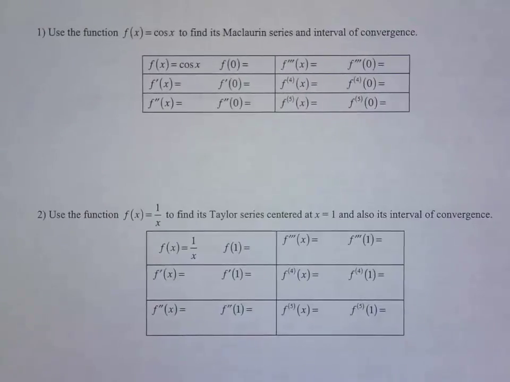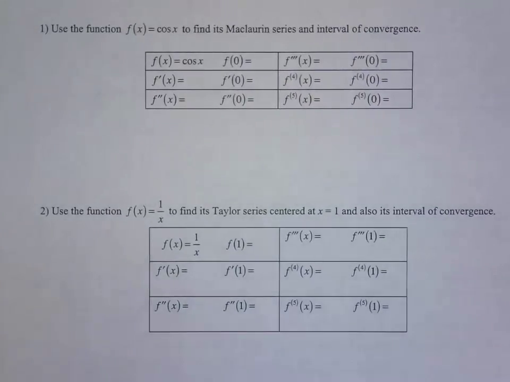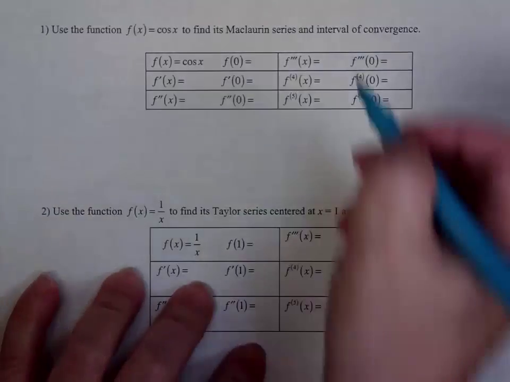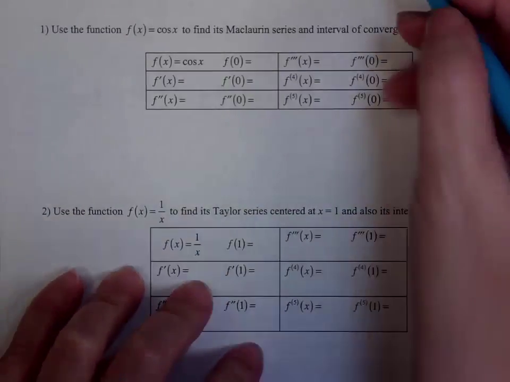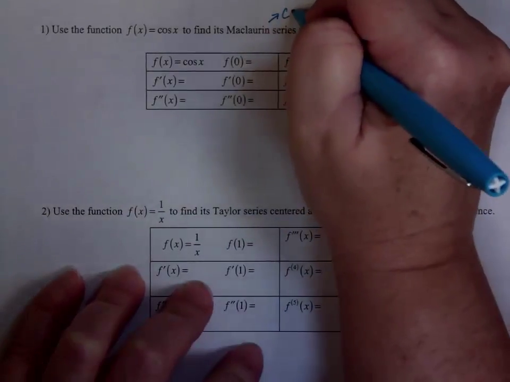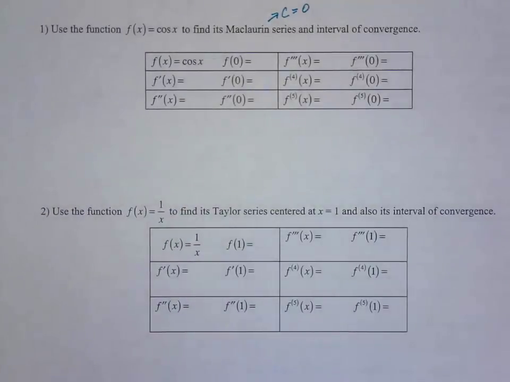Okay, it says use the function f of x equals cosine to find the Maclaurin series and interval of convergence. Now what does Maclaurin mean that c is? 0. So I'm going to write right here that c equals 0. I'm going to need that later.